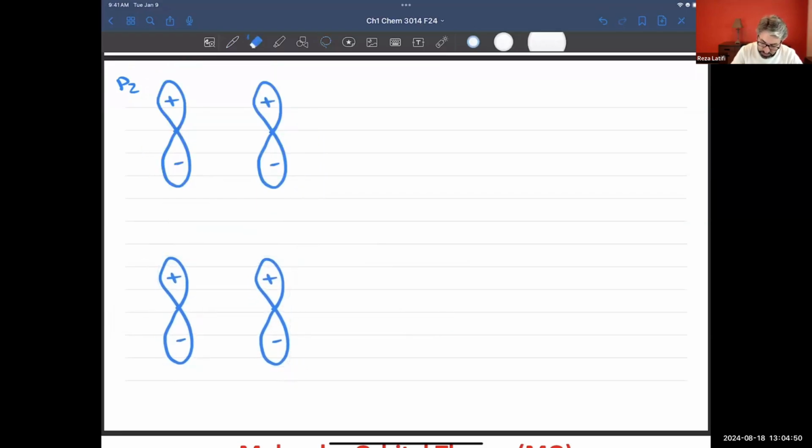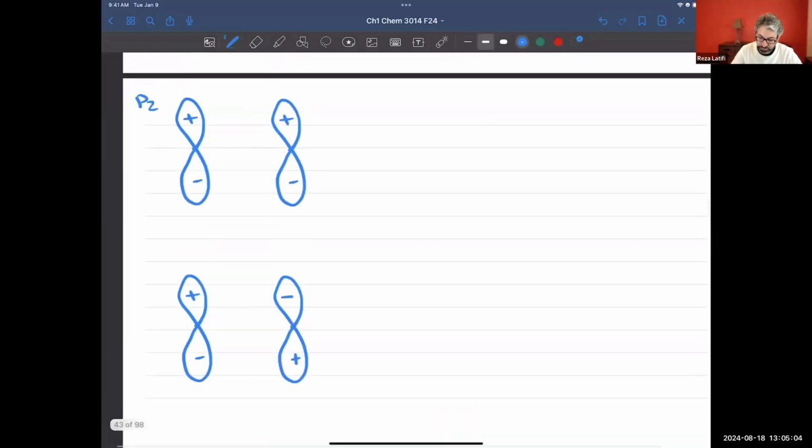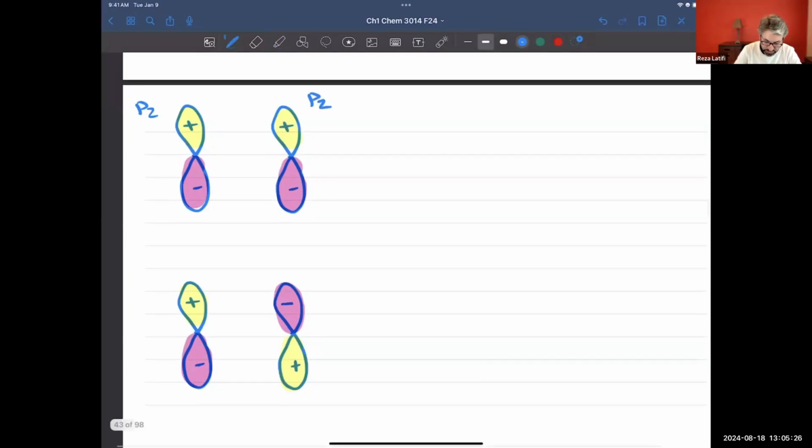So now this one is going to be negative. Here it will be positive. Again, I'm going to highlight positive, positive. This one is positive, and positive is down. Negative, negative. That one is negative here. Negative up. We're dealing with pz orbitals. We are adding two pz orbitals to each other. So pz, and that's another pz orbital.